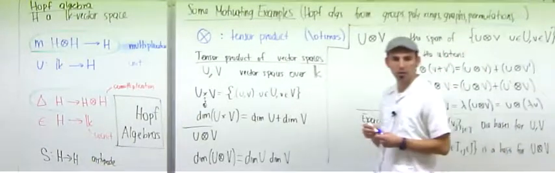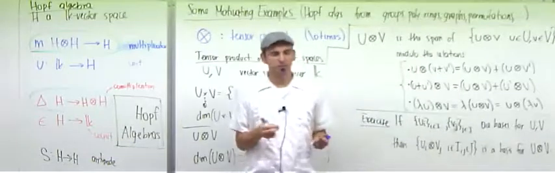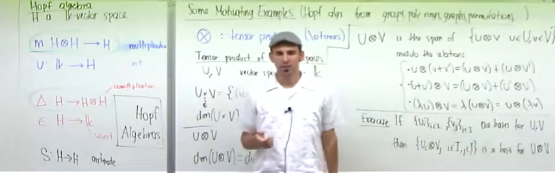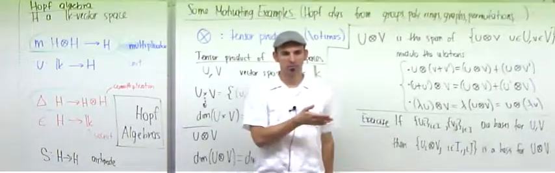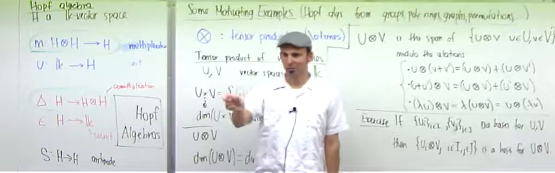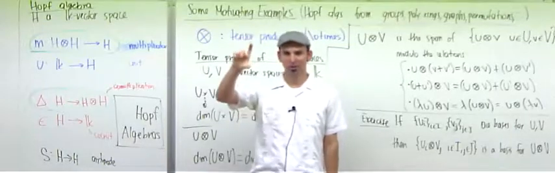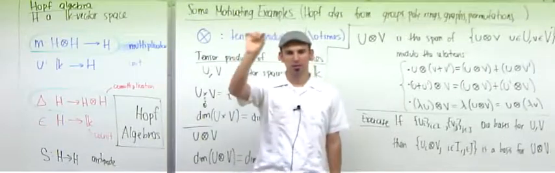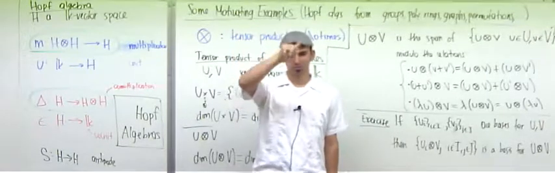And so that means that if U has a basis u1, u2, and V has a basis v1, v2, v3, then you can think of the elements in U as being column vectors of length 2. The elements of V are row vectors of length 3. And the elements of U tensor V are just matrices of 2 by 3.